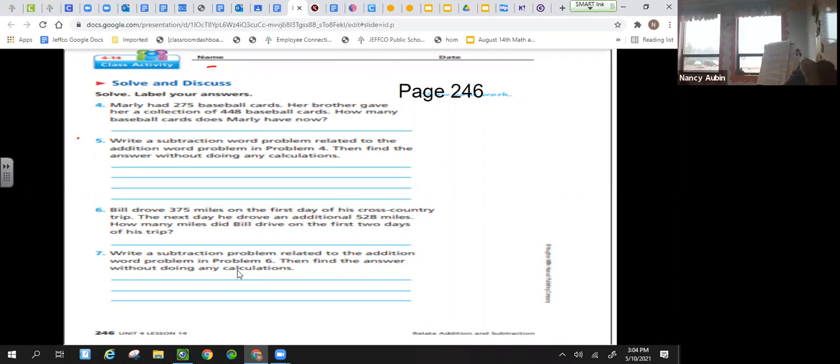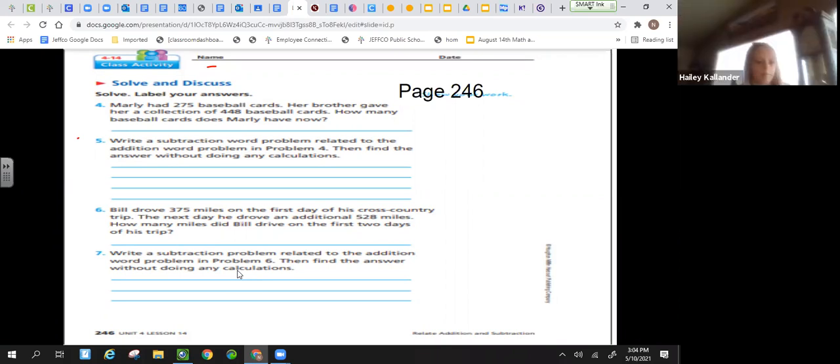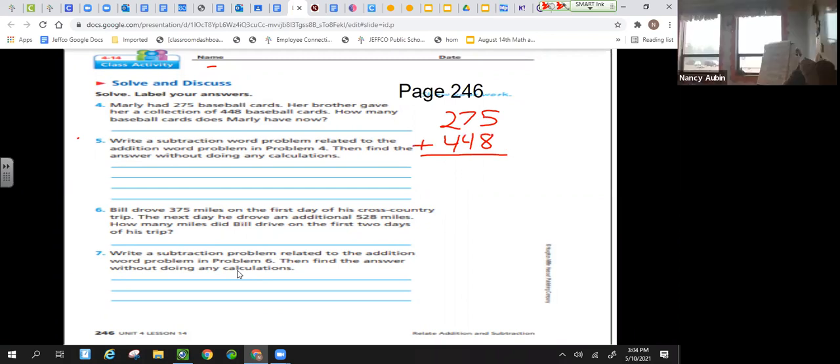Hand up if you think you're supposed to add. Oh, wow. Hand up if you thought you were supposed to subtract. Oh, Leo, I'm glad you stood. You were right, Leo. You should have stood for addition. Haley, why are we adding? How do you know we're supposed to be adding? Because her brother gave her 448 more. So she gets more. Excellent.